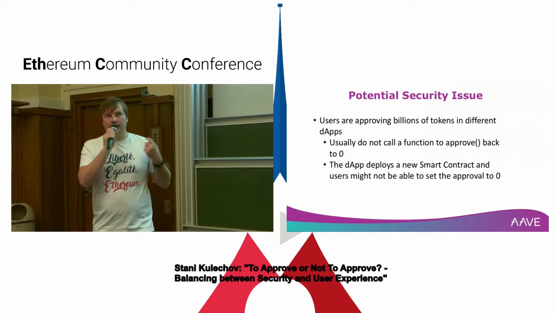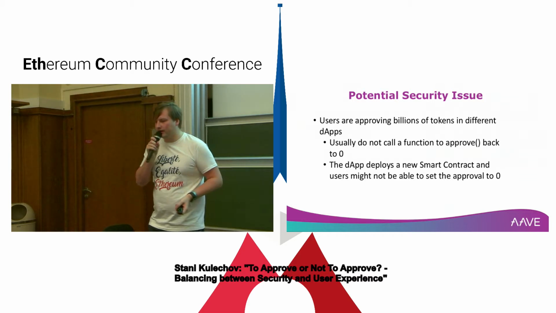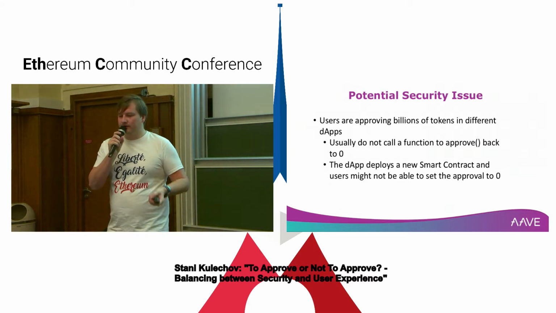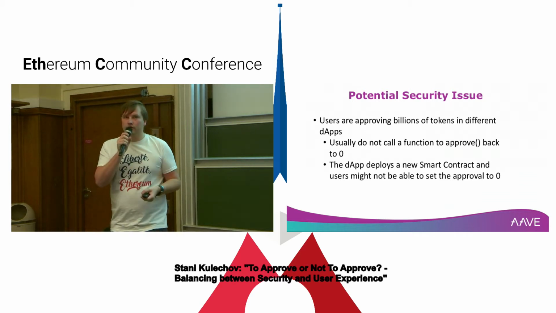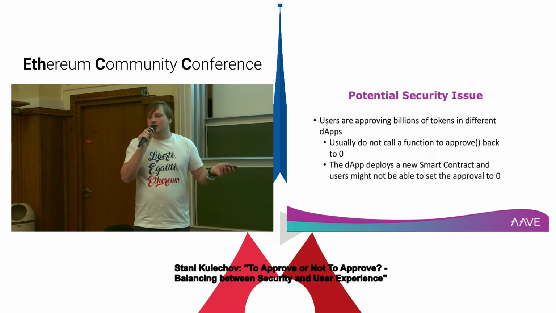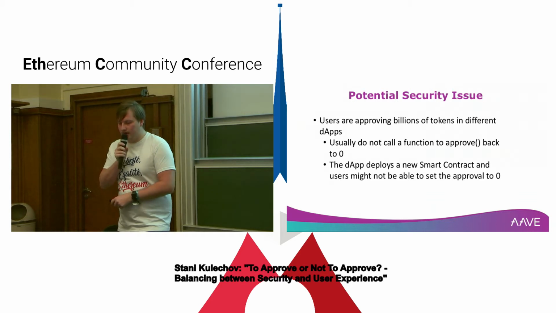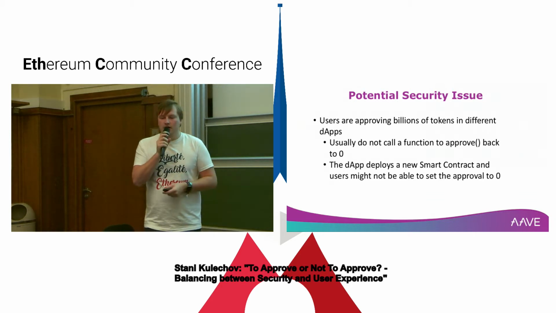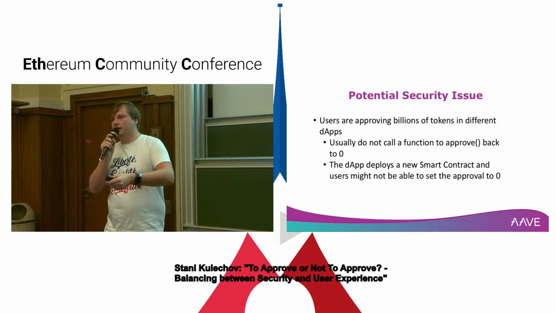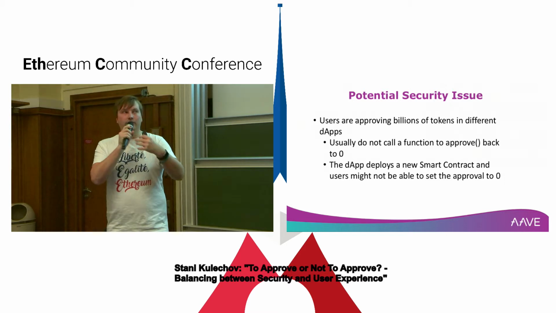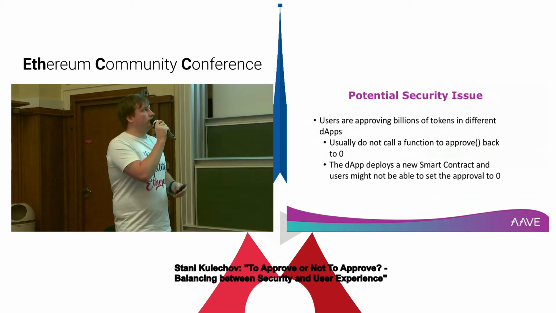Well, the security issue here is that once we start to do these approvals and allowances, you're approving a lot of tokens, and usually the user doesn't have the opportunity to get the approval back to 0. Or, for example, the dApp operator changes the smart contract, so there's a new smart contract updated on the client side. You interact only with the new smart contract, so you don't even have the possibility to set it to 0.